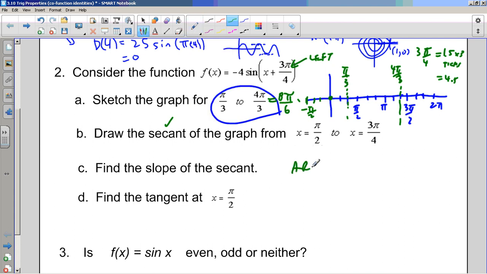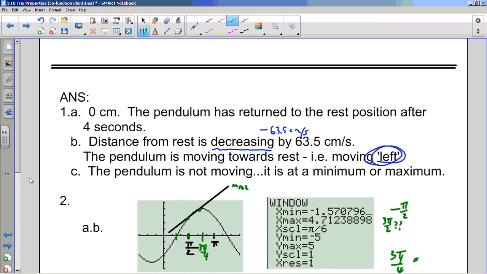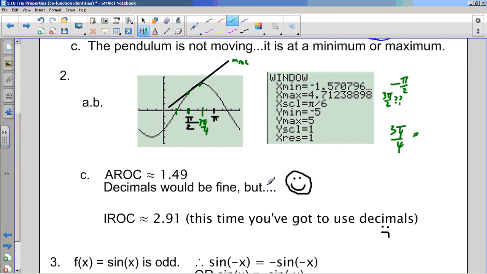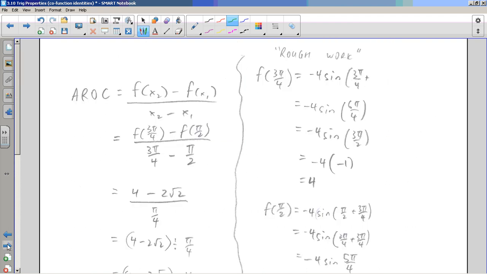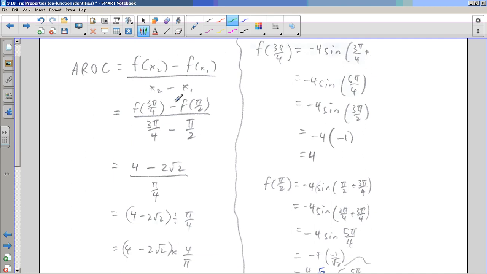Well, remember, the AROC is just y2 minus y1 over x2 minus x1, where these are function values, right? I could just jam pi over 2 into this and pound it into a calculator. And that's what the answers suggested you do. However, the answers also said decimals would be fine, but smiley face. So something might be going on here. Well, these are exact values, right? So have a look at this, that I could have used AROC and exact values, right?